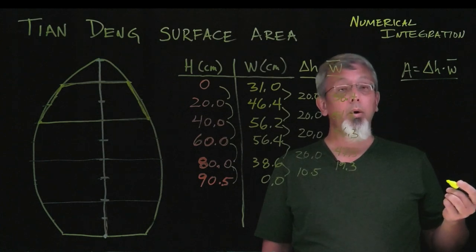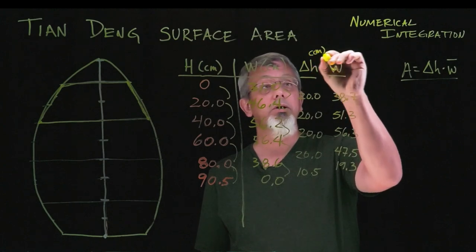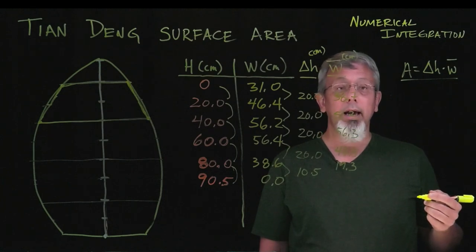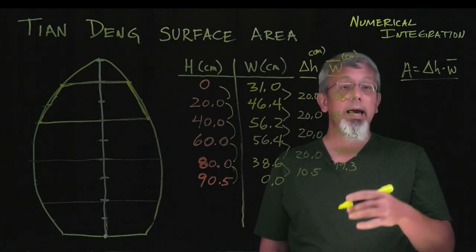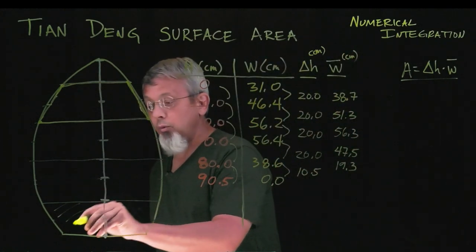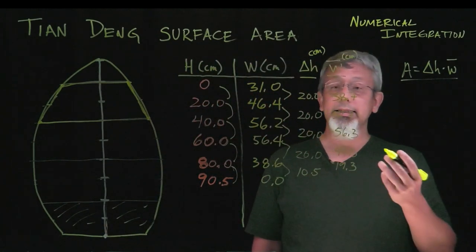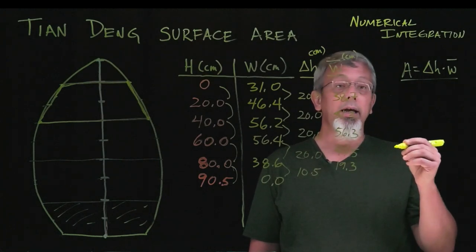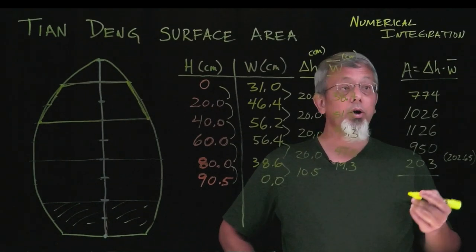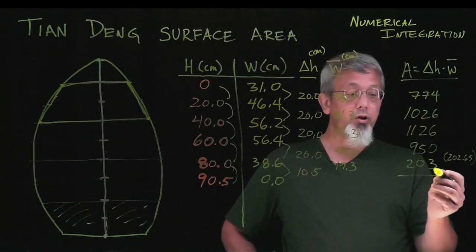So now what do I do with each of these values? First of all, let's go ahead and recognize that these units are still in centimeters. We were adding and subtracting units in centimeters, so we get values in centimeters. And now I can simply take each of these values and multiply them. And what does each of those values represent? Well, it represents the area of one of my trapezoids. So in this case, let me do all the multiplications, and I'll go ahead and write them out here. Okay, so I've recorded all my area values here, 774, 1026, 1126, 950, 203.